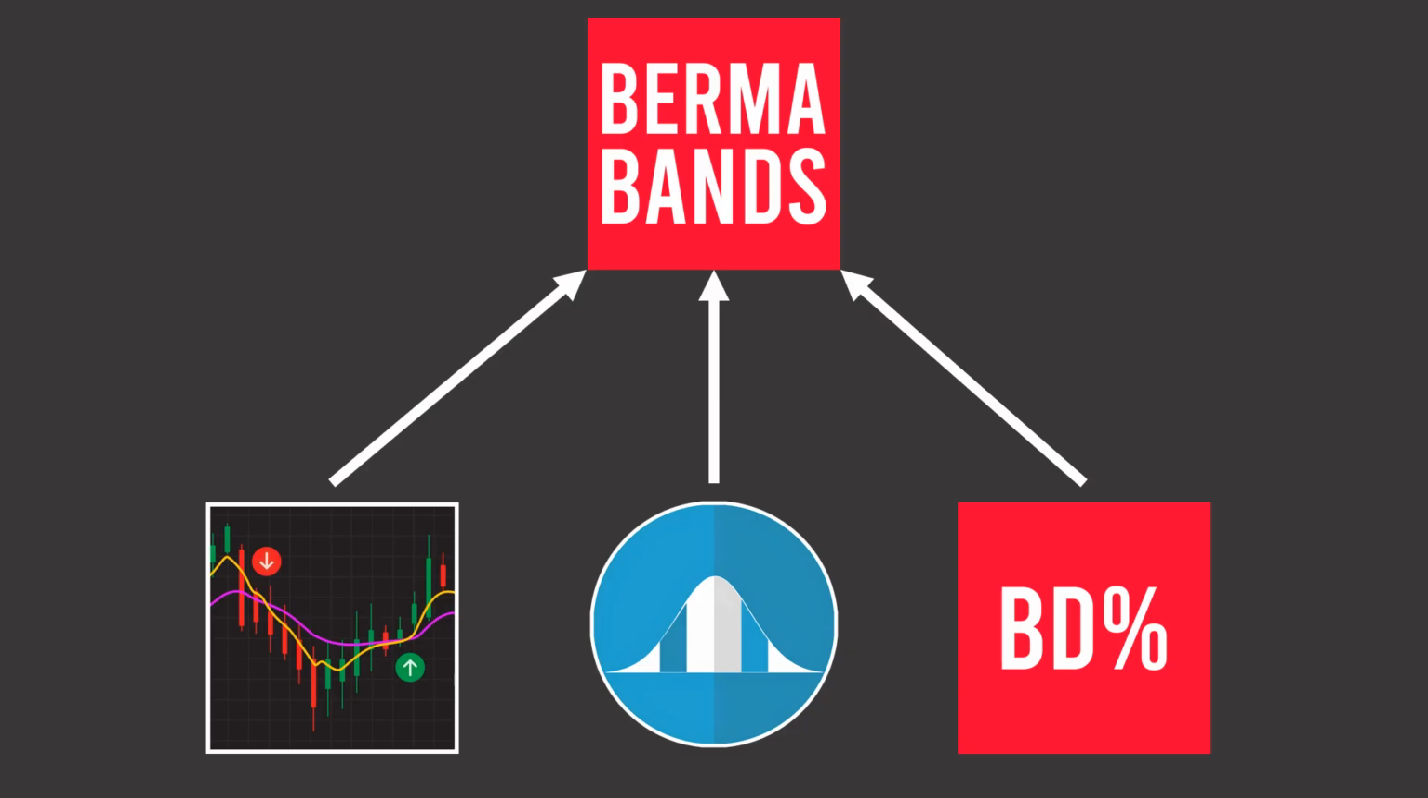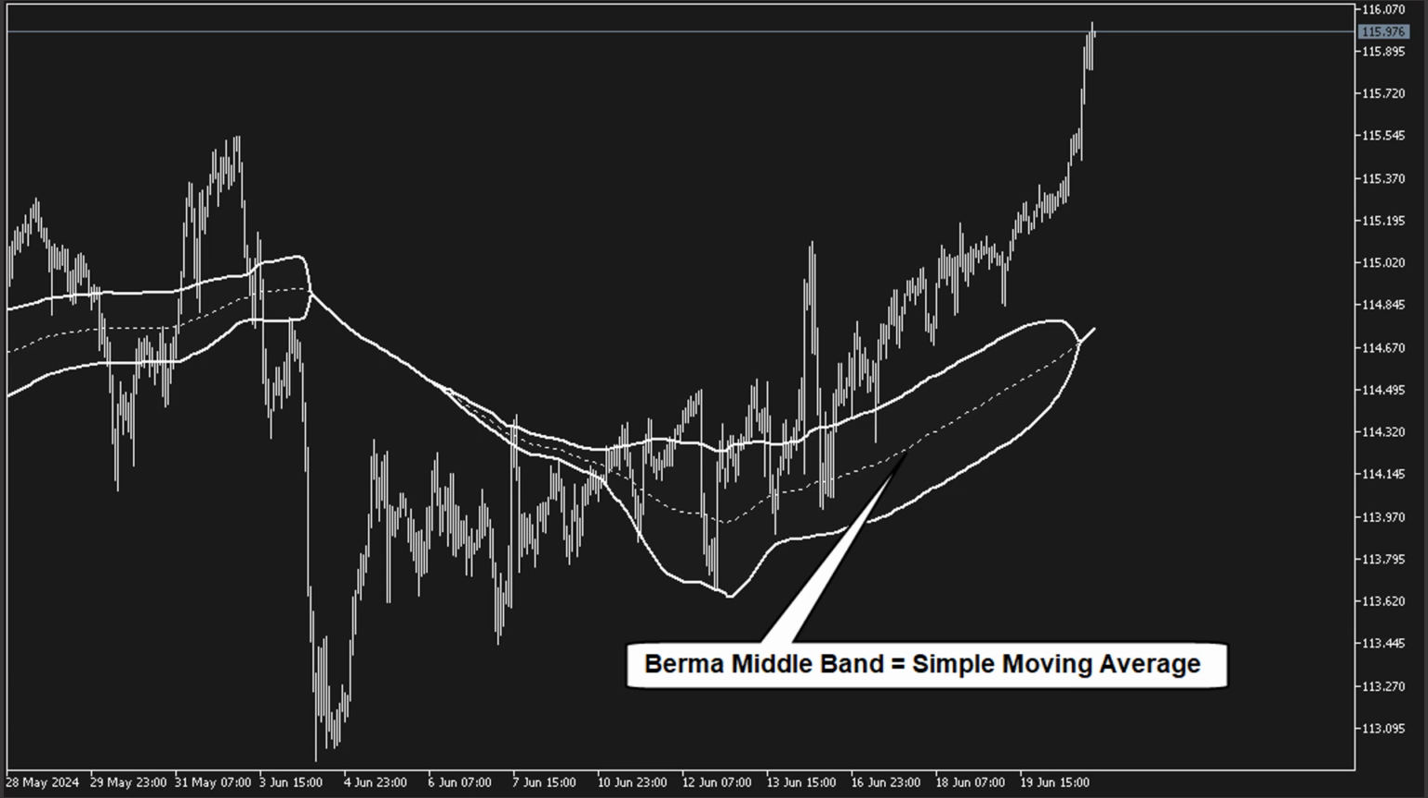The indicator's formula. The indicator is based on the simple moving average, standard deviation, and Berma deviation percent. We can explain the equations for the three bands in the following steps. First, the Berma middle line. This is a simple moving average of the price movement. The reason for using the simple moving average is that the standard deviation formula is based on it.